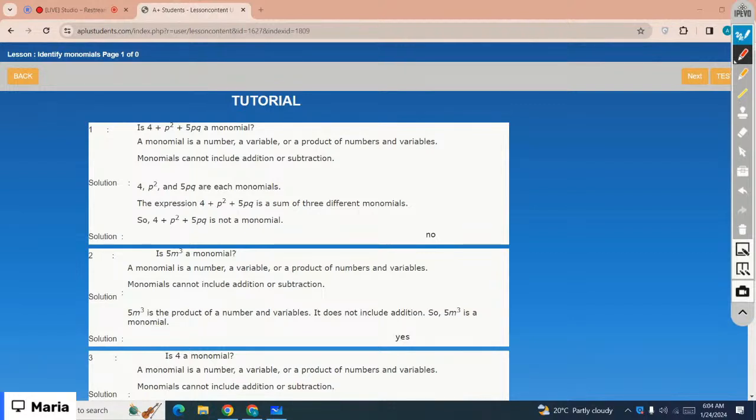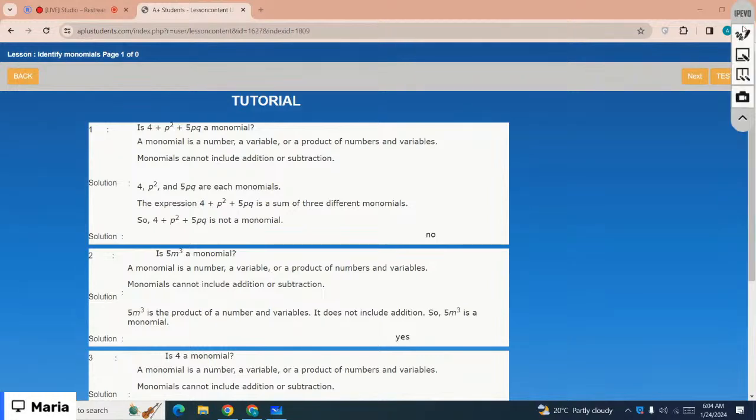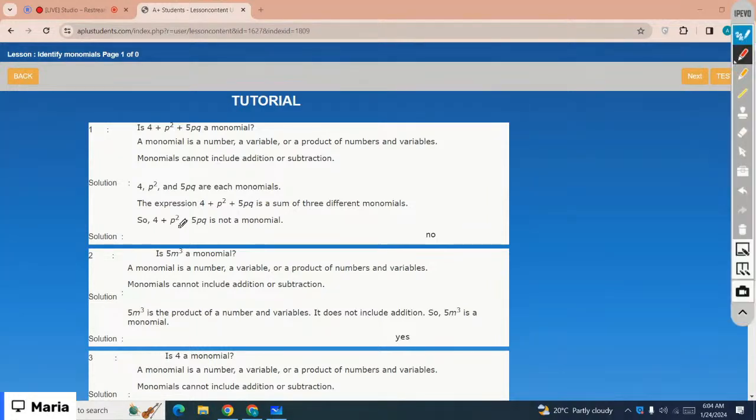The next example is: is 5m cube a monomial? So you can see here that it is a product of a number and a variable. So yes, that is a monomial, right? The correct option is does not include addition or subtraction. Got it? So here you don't have any addition or subtraction. So yes, that is a monomial. Let's just start with the test questions.